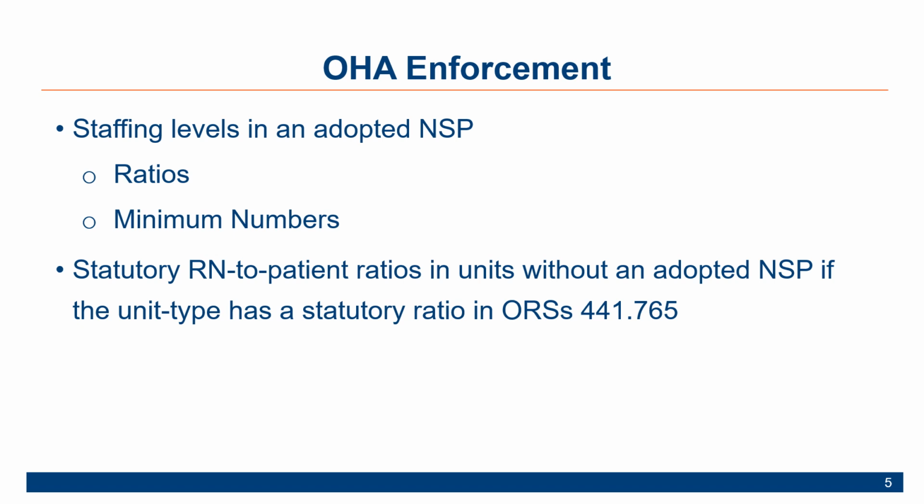OHA has a short video on enforceable versus unenforceable staffing plan language that is available on the OHA hospital staffing website. In addition, under HB 3294, OHA will be able to enforce the statutory RN to patient ratios in ratio units for which no nurse staffing plan has been adopted. Both of these violation categories are separate from the violation for failure to adopt a hospital-wide nurse staffing plan.